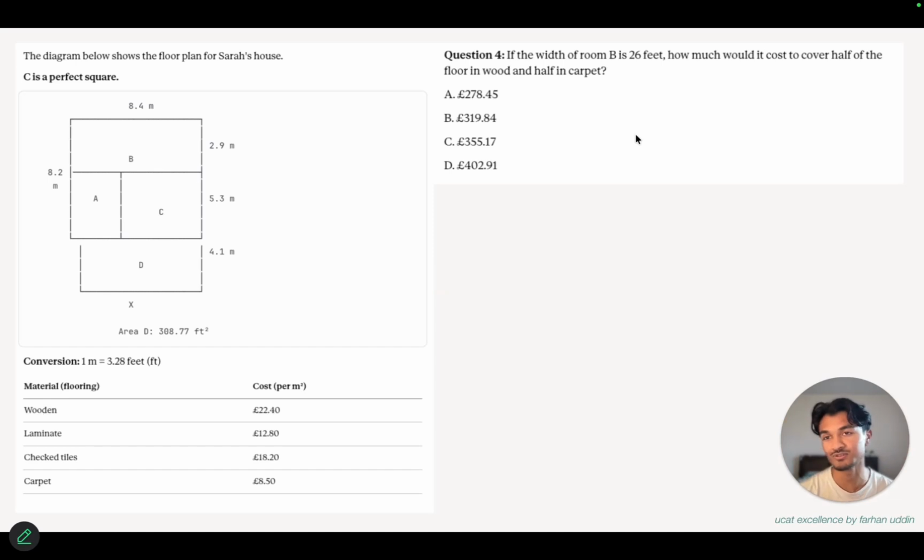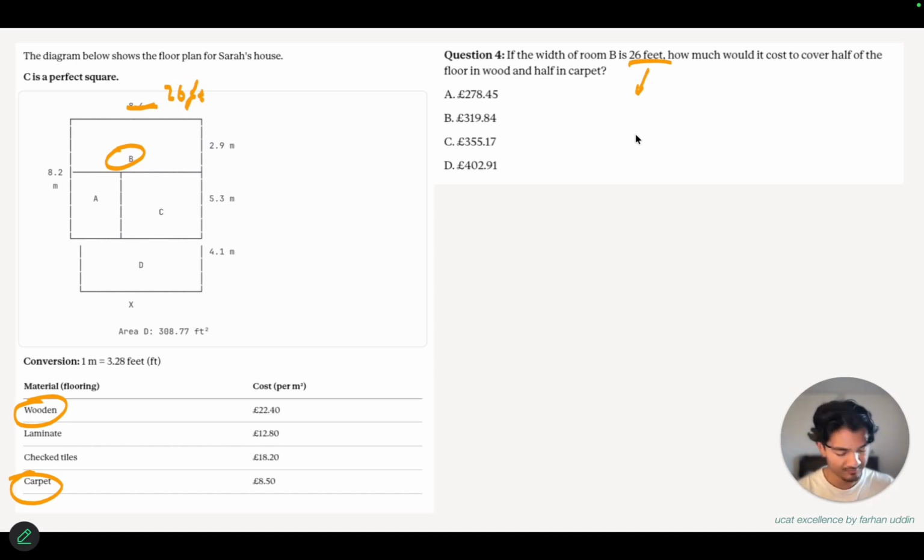Okay, so let's run through this question together. So if the width of room B is 26 feet, then how much would it cost to cover half of the floor in wood and half of it in carpet? So we know that the first step in our 3C's is going to be to convert. We've got a value of 26 feet here. It's basically saying this is no longer 8.4, it's 26 feet.